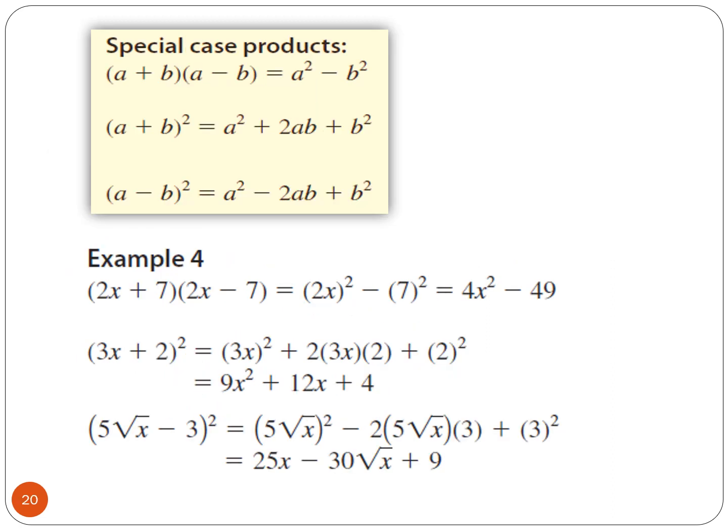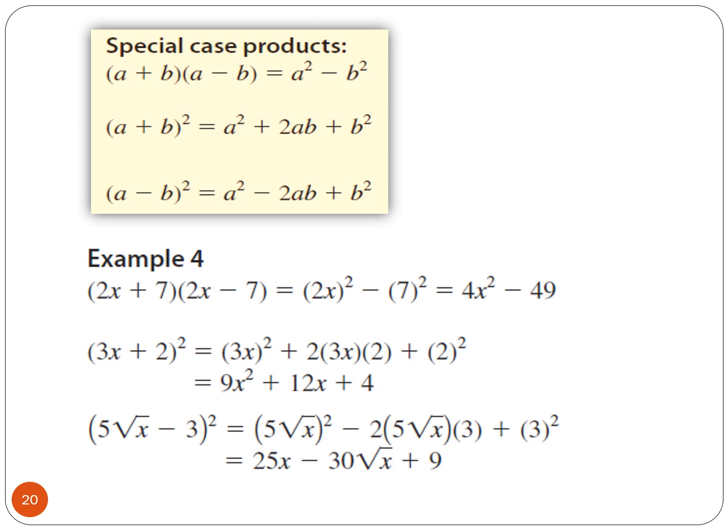There are some formulas that will help us multiply certain algebraic expressions. These are special cases or special products. The first formula, which is all of these formulas are useful, and we will use them when we are simplifying expressions. If you multiply a plus b times a minus b, first you notice this is the same expression. The first bracket is the same as the second bracket. The only difference is the sign. This is plus and this is negative.